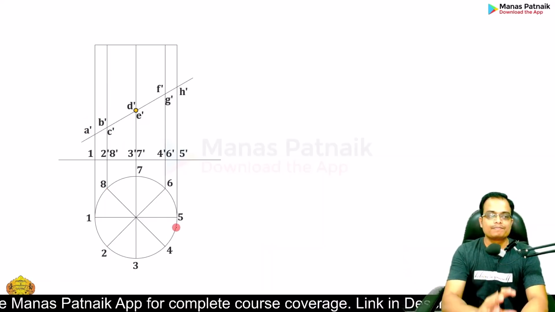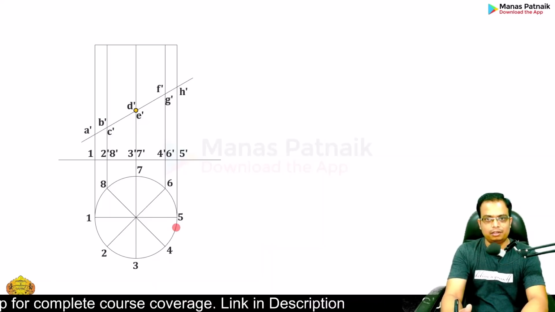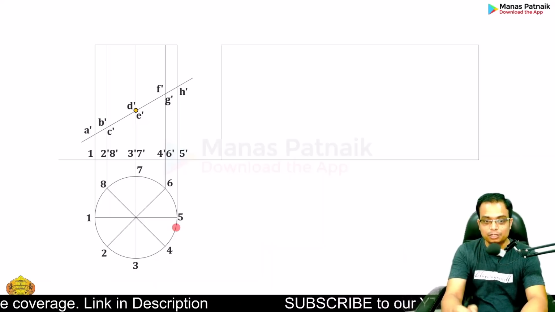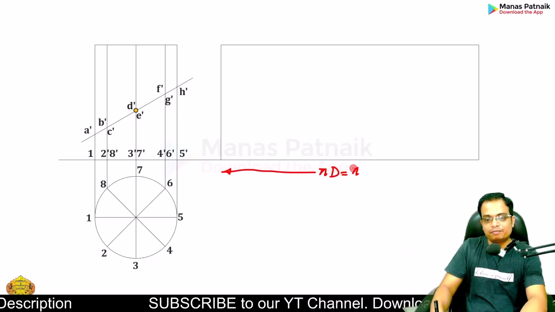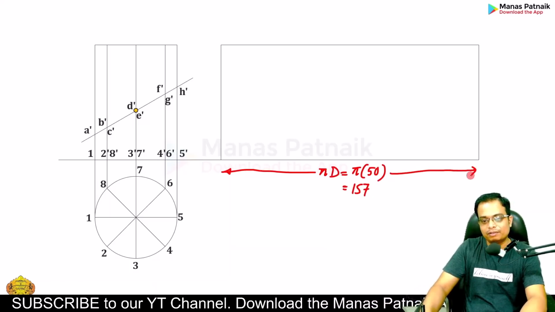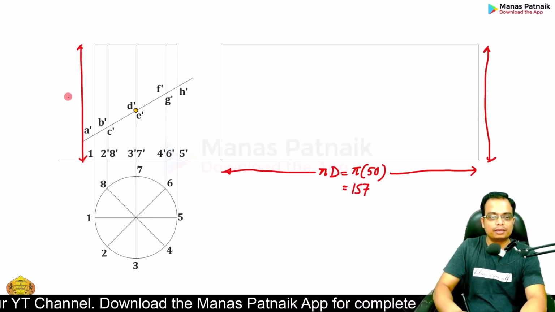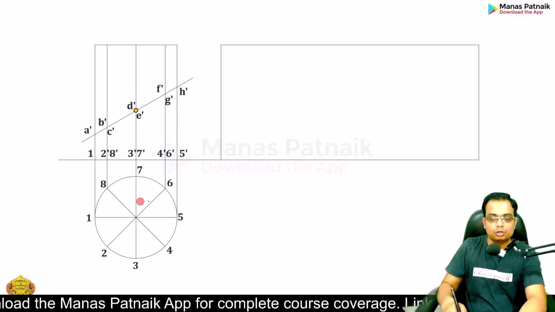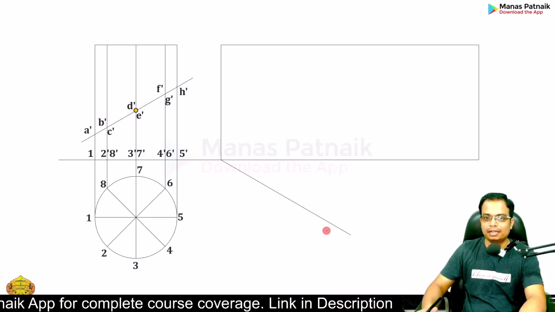Okay, now you know very well that the development of a cylinder, on a very basic level, if it is not being cut by any section plane, is a rectangle, the base of which is equal to pi d. Pi d, that means pi into 50, which approximately will be equal to 157. So this has to be 157, and this height is equal to the height of the cylinder. Okay, done. Now as you can see that this has been divided into 8 equal parts, so you have to go for 8 divisions here also. Draw a line randomly, any length, any angle.